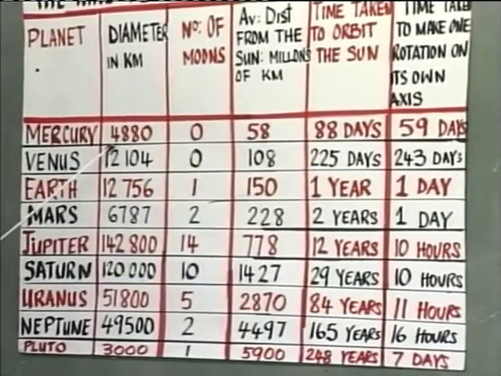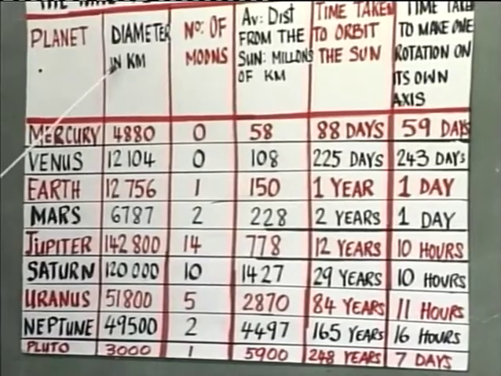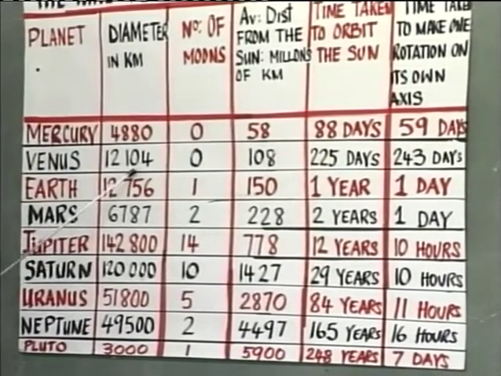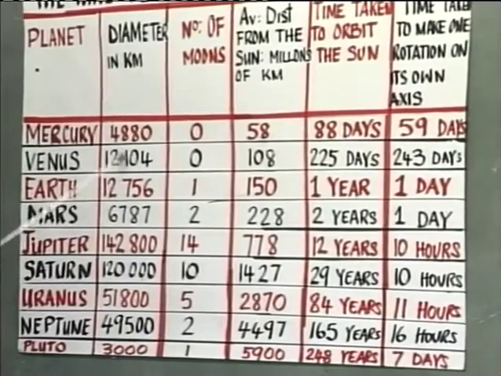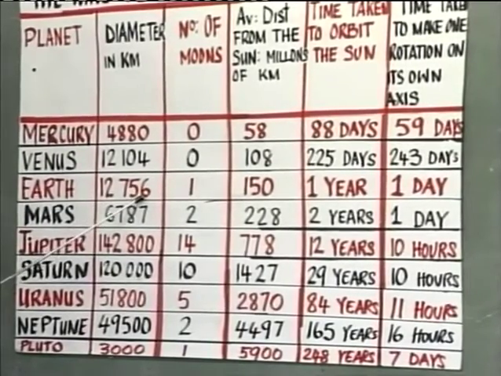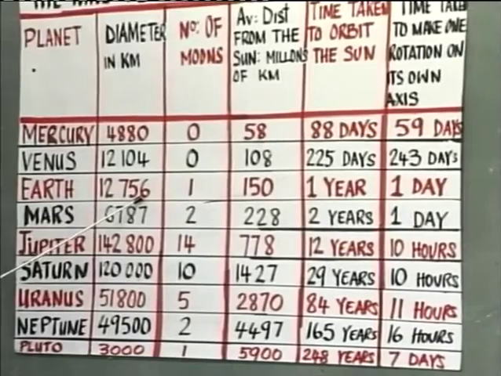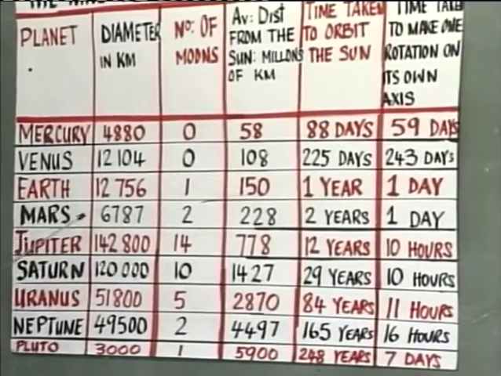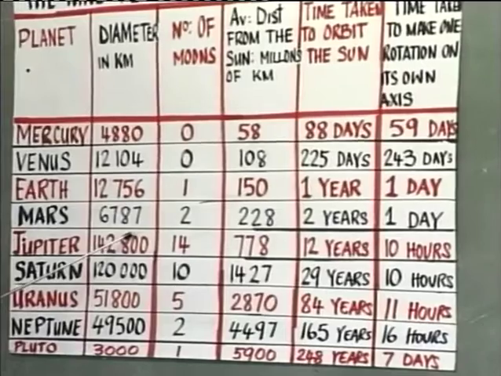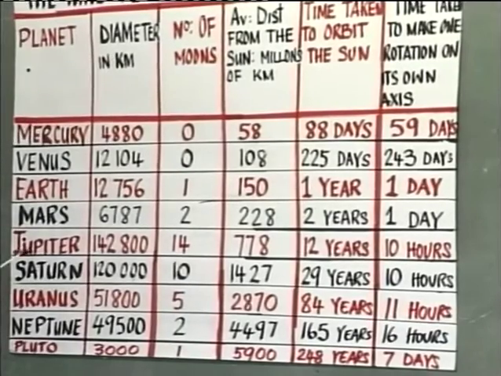Mercury, 4,880 kilometers. Venus, 12,104 kilometers, the diameter of Venus. Earth, 12,756 kilometers. That's the diameter of the Earth. Mars, 6,787 kilometers, the diameter.